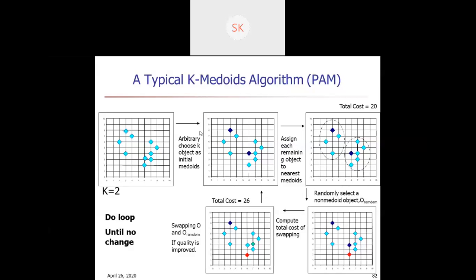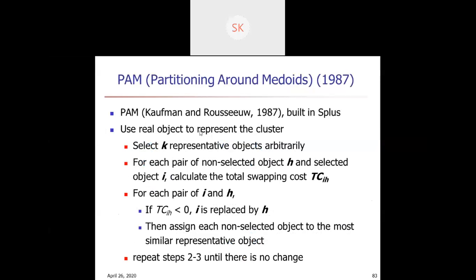Further slide with respect to the same k-medoids, partitioning around medoids. In 1987, it was built in S-Plus. This is the S programming language, a statistical programming language. Nowadays we have R programming, but before that, in the 1980s and 1990s, we were using S-Plus. It uses an object-oriented programming language, and it uses real objects to represent the clusters.